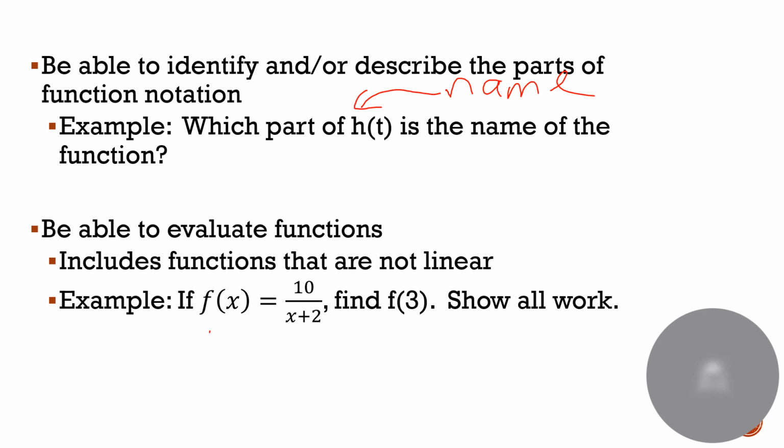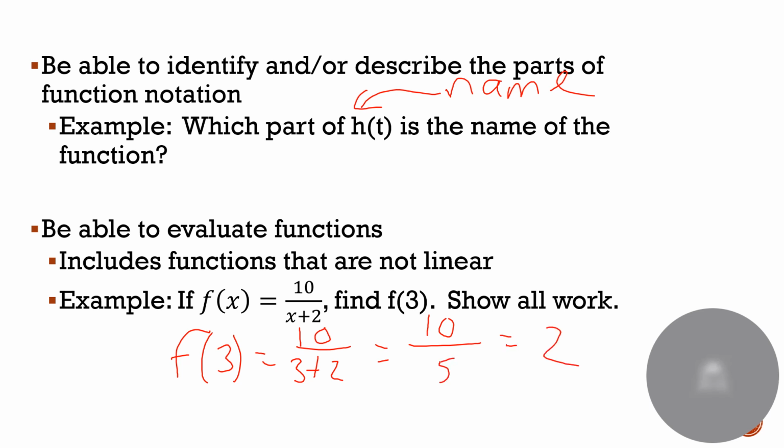So what we would do for this one is plug in f of 3, which means to plug in a 3 everywhere there is an x, and then carry on with order of operations. So 3 plus 2 is 5, and 10 divided by 5 is 2. So f of 3 is equal to 2. And that's all you need to do to evaluate a function.